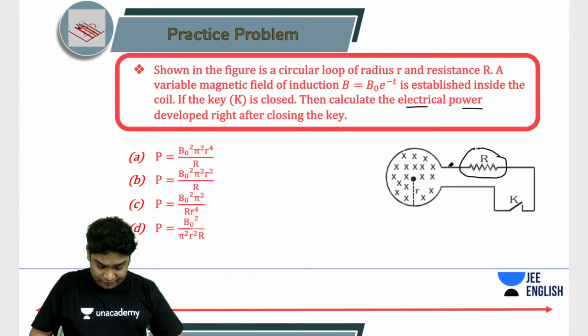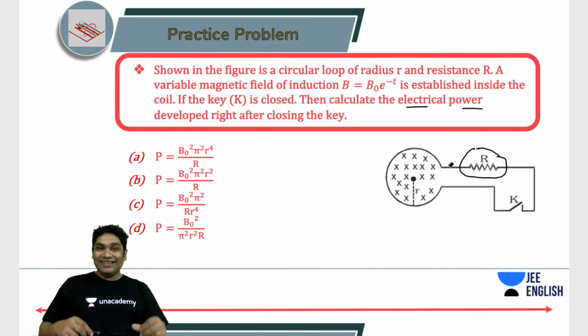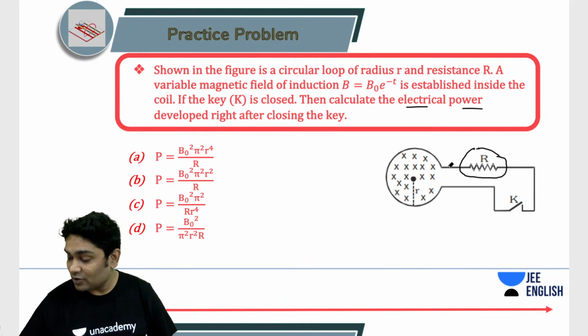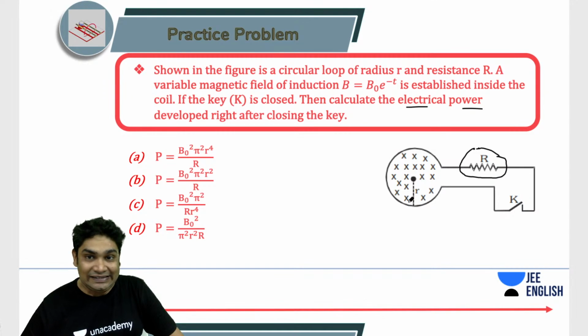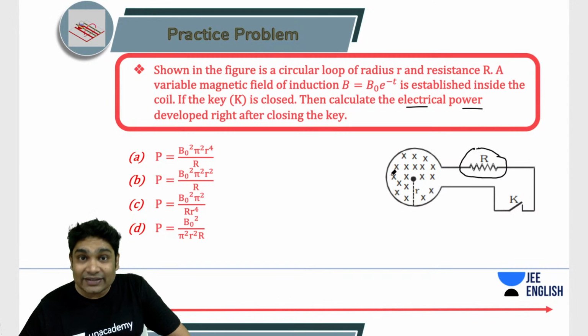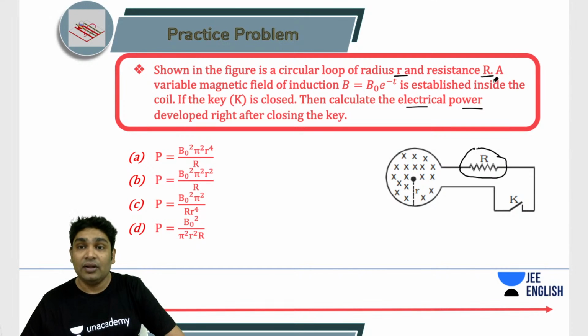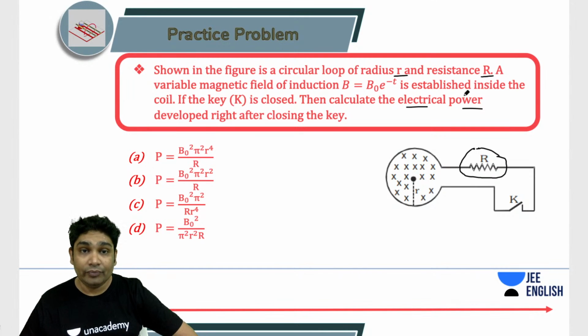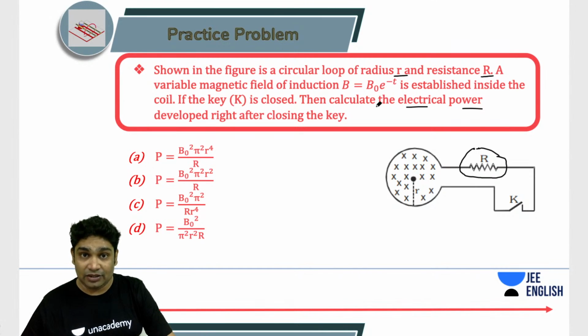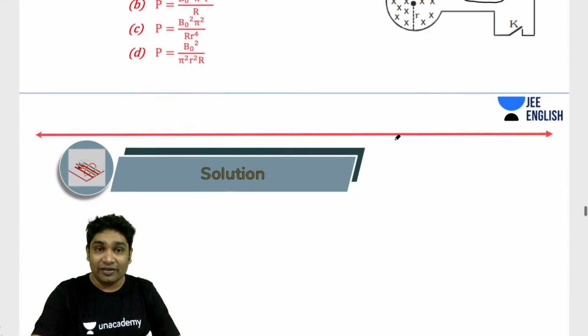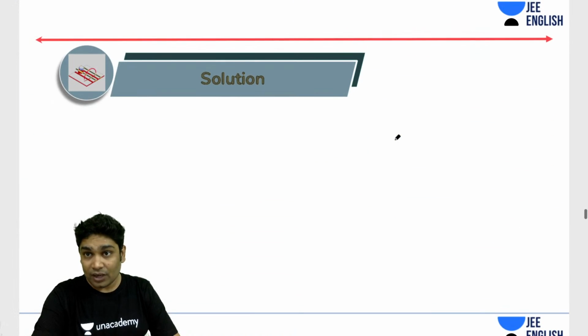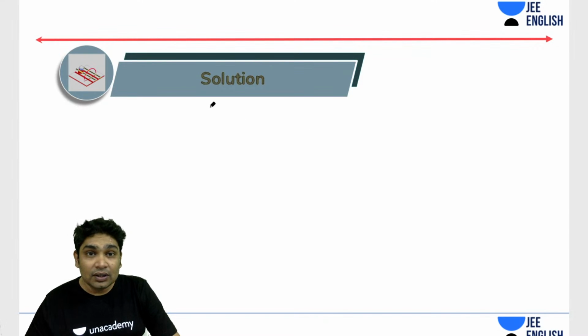Did any of you manage to solve it? Was anyone able to solve this? Let's try and see what is happening. This is a circular loop which has a radius small r and a resistance capital R. Now a variable magnetic field is established. So what you already know is the EMF.